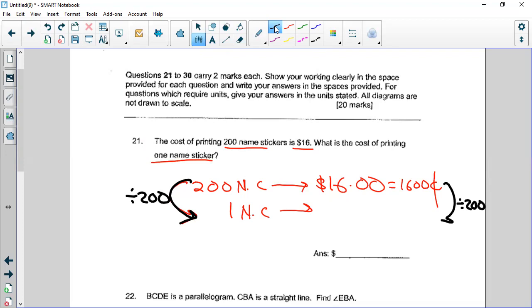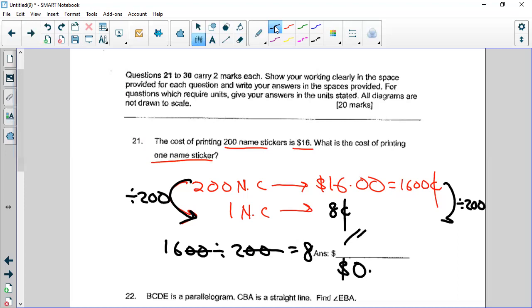And then you use your shortcut, 1,600 divided by 200. You cancel 2 zeros, also cancel 2 zeros, and you will get 8, right? So how much is one name card? 8 cents. Oh, but there's a dollar sign given to you, so you must write $0.08. Okay, that's your answer. Do you get the answer correct?